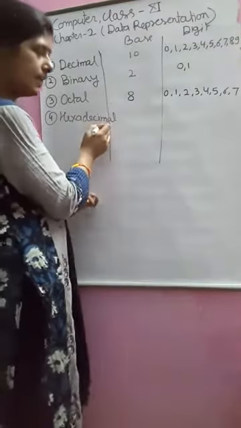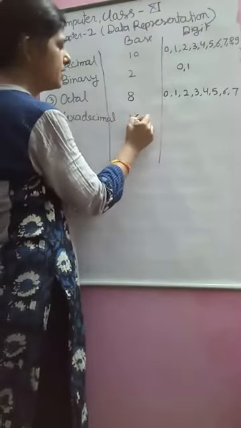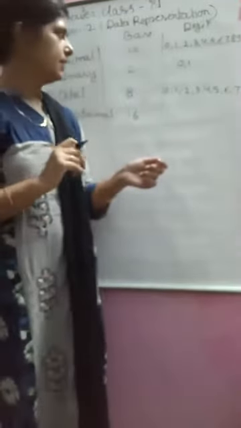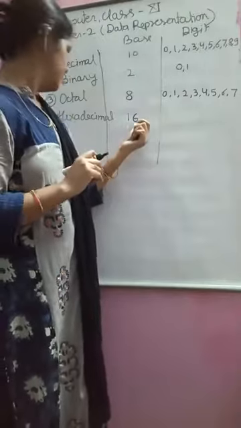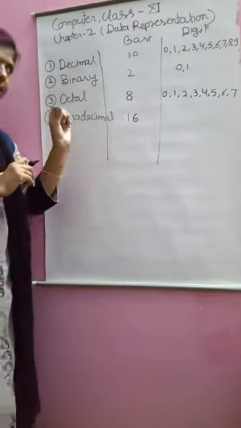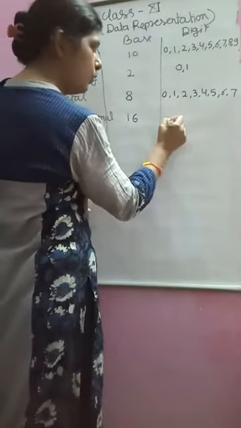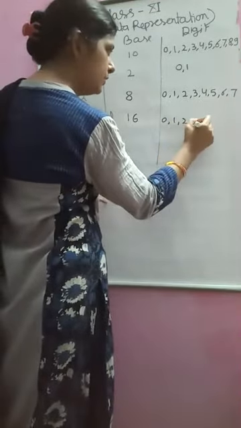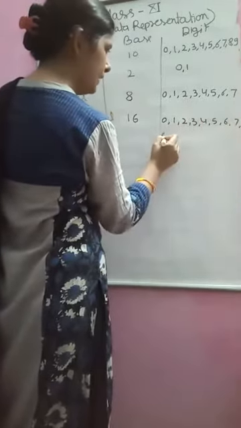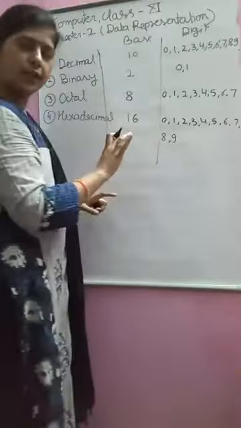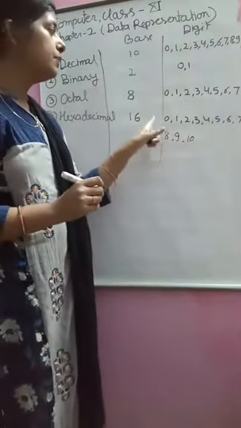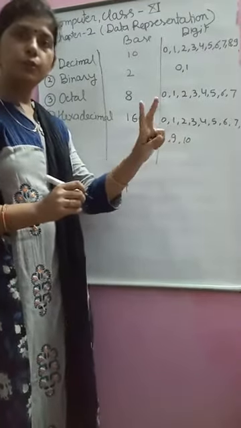Hexadecimal number. The hexadecimal number has base 16, and the digits used to write a hexadecimal number are from 0 to 15. So 0, 1, 2, 3, 4, 5, 6, 7, 8, 9, up to 10. But 10 means ten, not 1 and 0. Means not two digits. It's a single one.